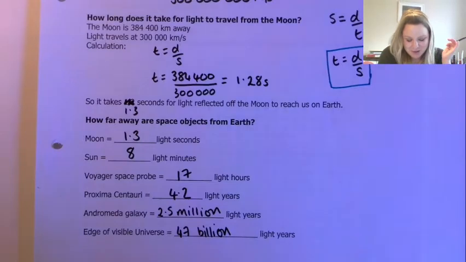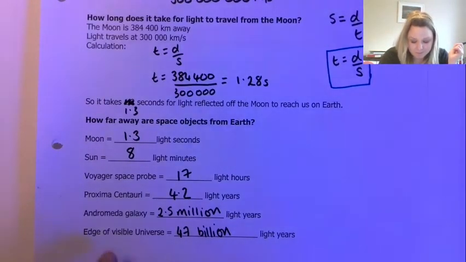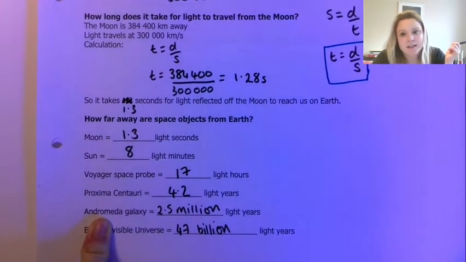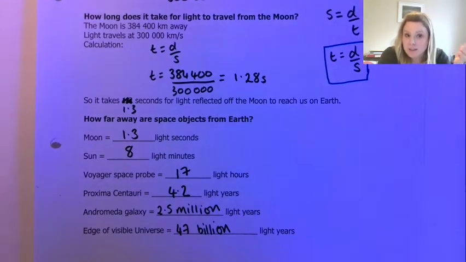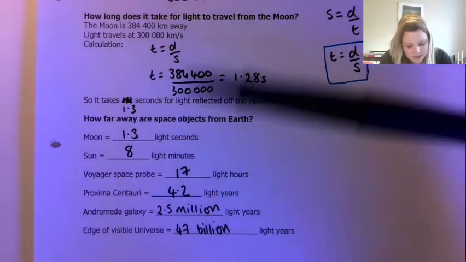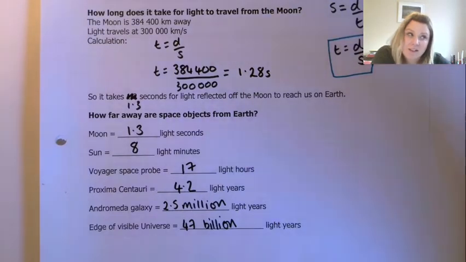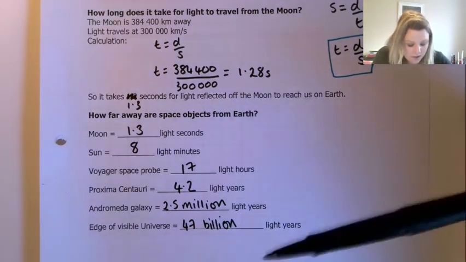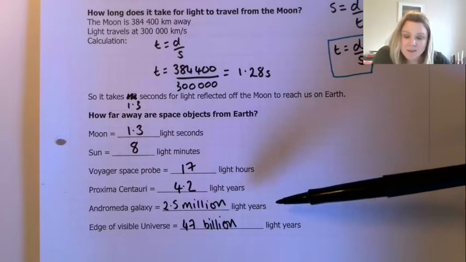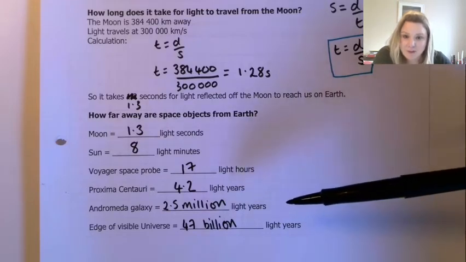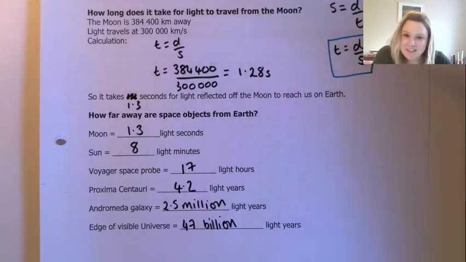Now, other ones, our closest galaxy, do you remember we talked about it last day? Andromeda is the galaxy which is closest to our galaxy, which, if you remember, is called the Milky Way, and it is 2.5 million light years. We said last day that we can't see the Andromeda galaxy with our naked eye, we have to look through telescopes. This will maybe start to explain why, because the light that is travelling from it would take 2.5 million years to reach us.